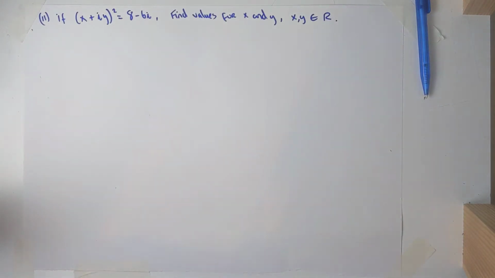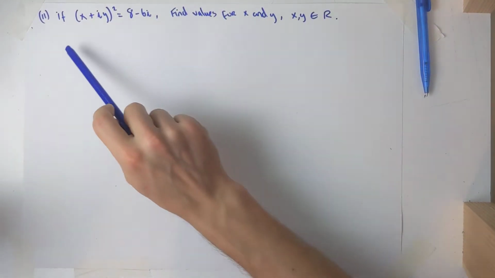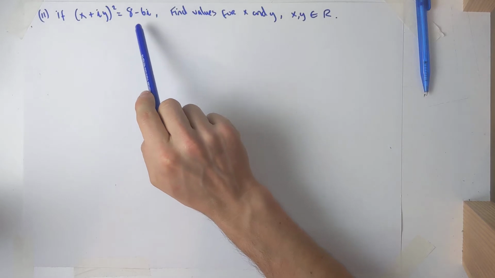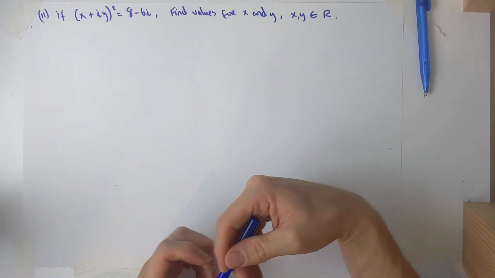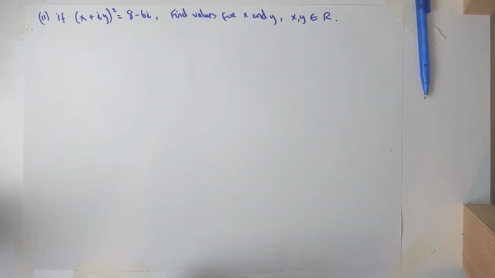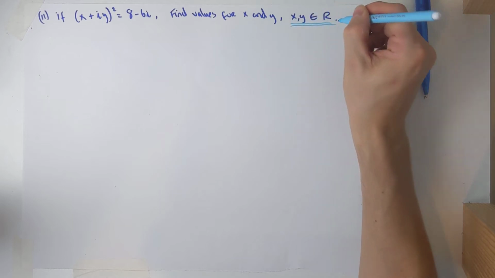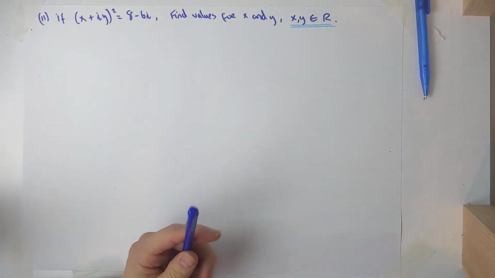So this is question 11. If x plus iy, all squared, is equal to 8 minus 6i, find values for x and y when x and y are real numbers. So it's worth underlining that. Keep that in mind when you're near the end of the question.